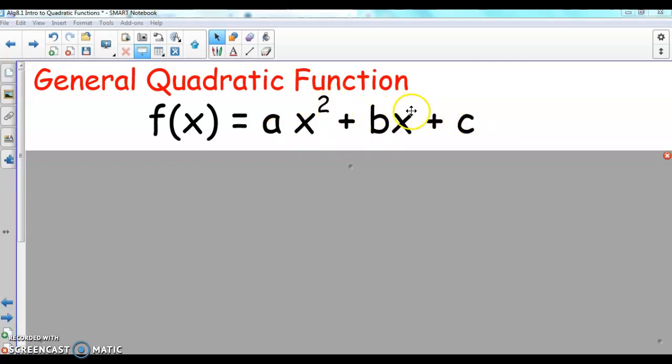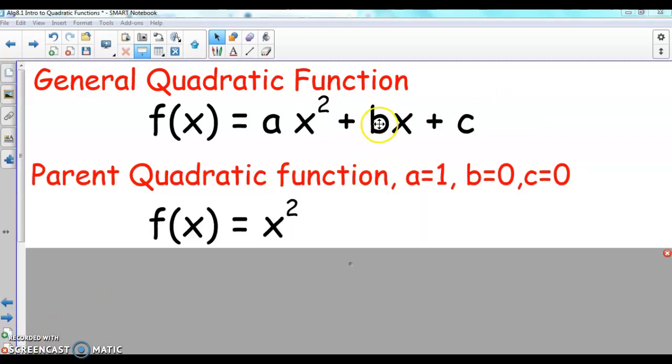So if you look at the degrees of the x variable, this is 2, this is 1, this is equivalent to c times x to the 0, but x to the 0 is just equal to 1. So the degrees of x are arranged from highest to lowest. When the value of b is 0 and c is equal to 0, and a, which is the coefficient of x squared, is equal to 1, you get the parent quadratic function, which is f of x is equal to x squared.